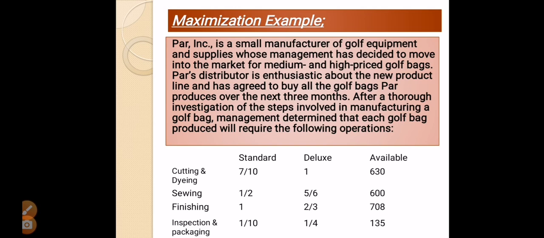After a thorough investigation of the steps involved in manufacturing a golf bag, management determined that each golf bag produced will require the following operations: cutting and dyeing, sewing, finishing, and inspection and packaging. The processing times of the standard bag and the deluxe bag are given, and the available time for production of bags is given as well.